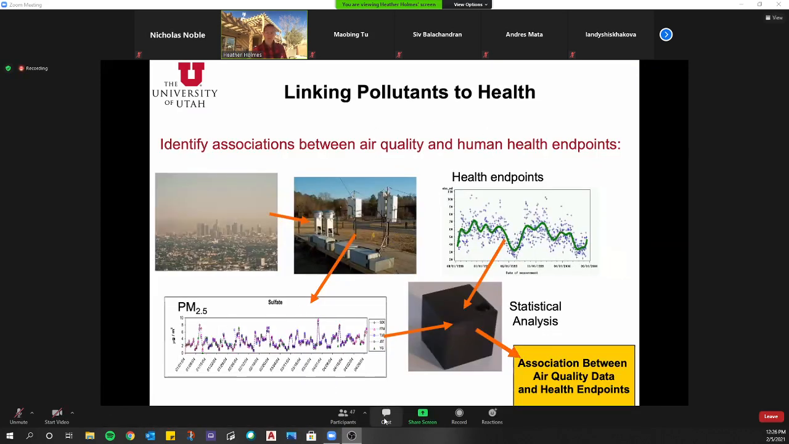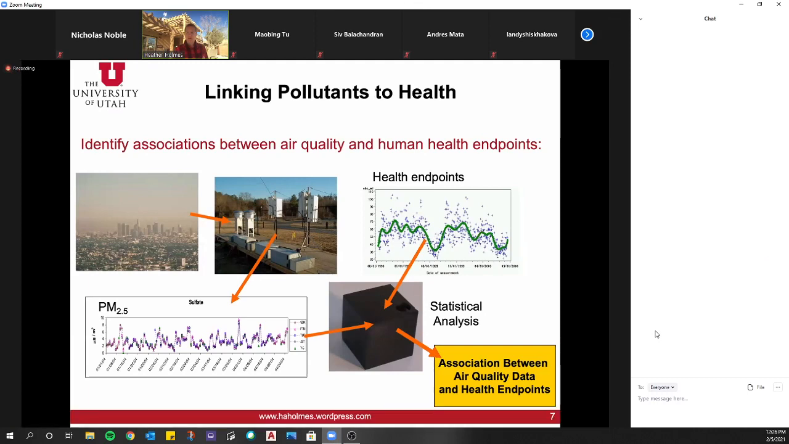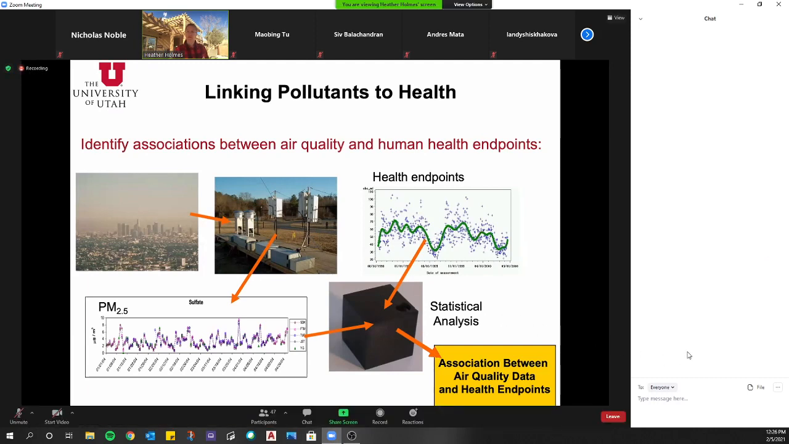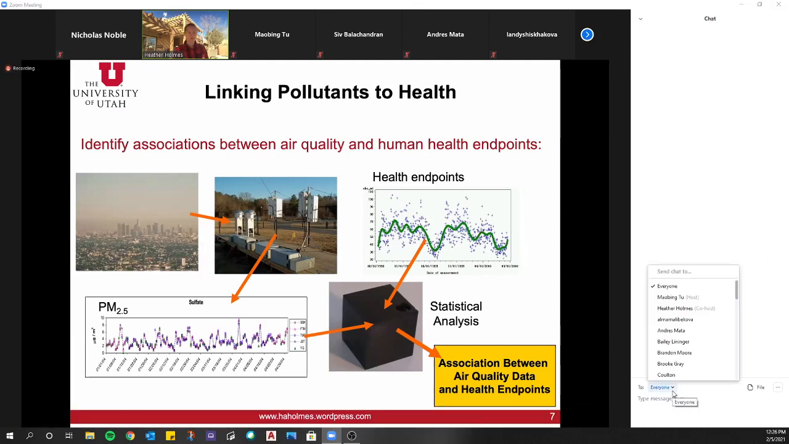A lot of the work I do is motivated by the fact that I want to understand what human health impacts are associated with air pollution exposure. And this is just a slide showing kind of the overall process we take to do that. Here's a city with some pollution in it. And then this is a regulatory monitor. So this is part of the EPA network. And we can get a time series of PM concentrations from those monitors.